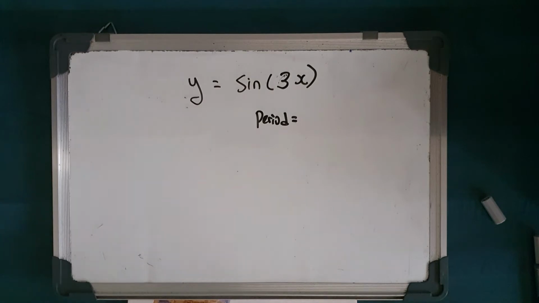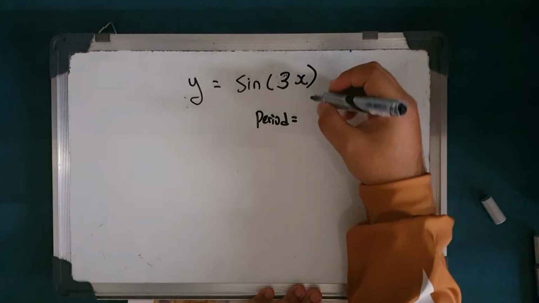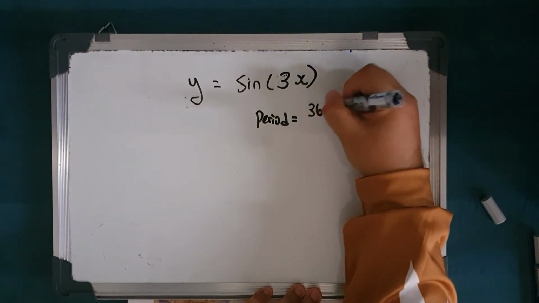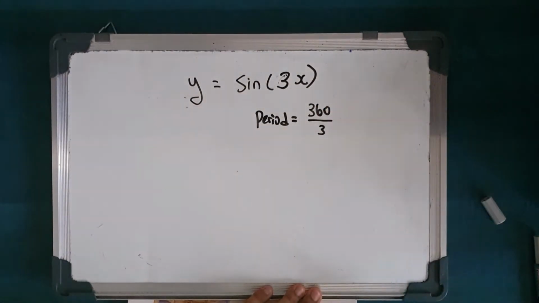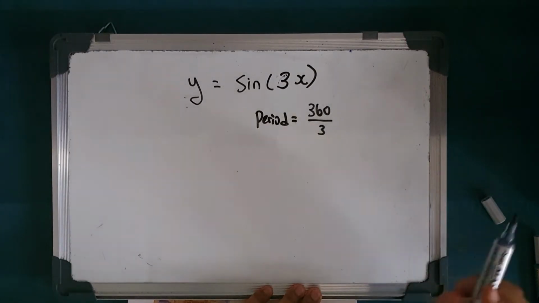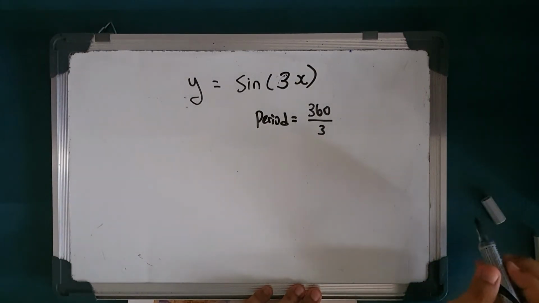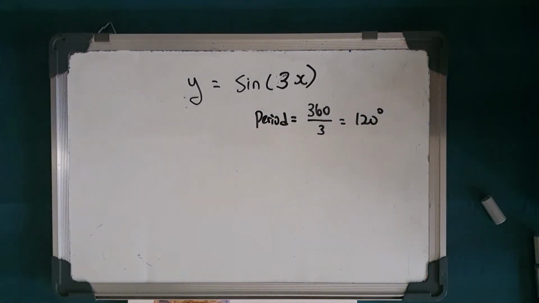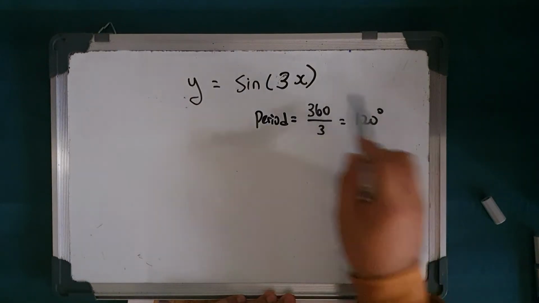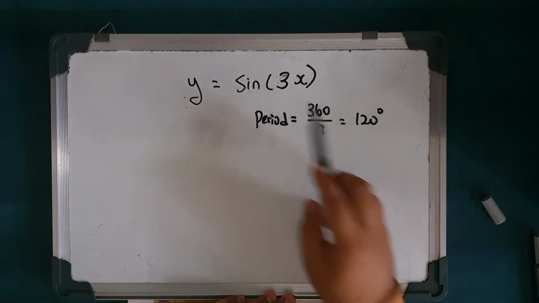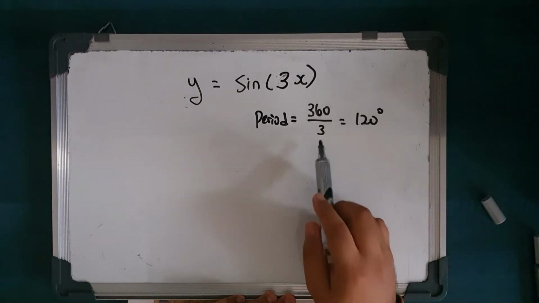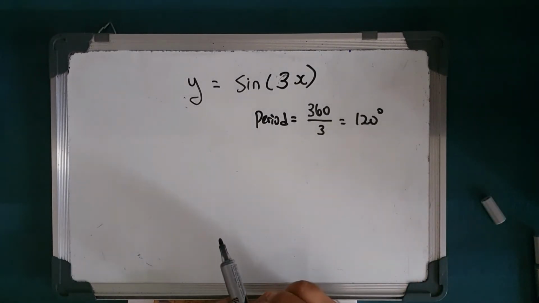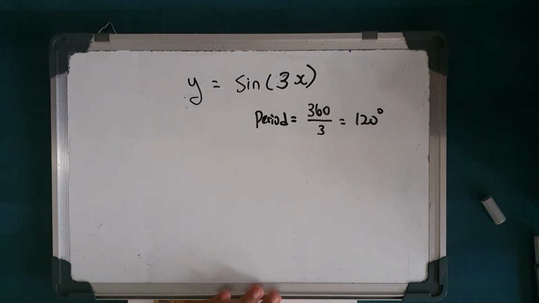Firstly, what do you think is the period of sine 3x? The period is simply 360 over 3. Now, this 360 is always there. So 360 over 3, we get 120 degrees. Now, this thing here, where we have 360 divided by the number here, in fact, this applies to all the angles in our graph. So let me demonstrate what I mean.